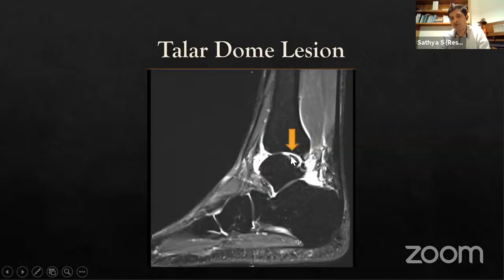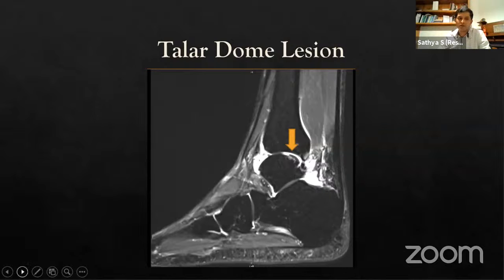As I was talking to you before, the moon sign or the nice ring sign, the half ring, is completely lost here. We can see subchondral fracture, presence of fluid, and the discontinuity of the cartilage of the talus dome. And this helps us, like, this is a complete talar dome lesion.